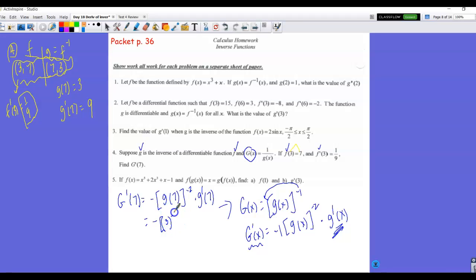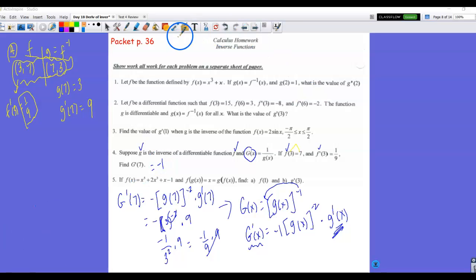Don't just do parentheses there. To the -2, g prime of 7 is 9, that's a parenthesis. I have a negative power, so I'm going to make that -1 over 3 to the +2 times 9. That is -1 over 9 times 9, and the 9's divide out. And so g prime of 7 is equal to -1.